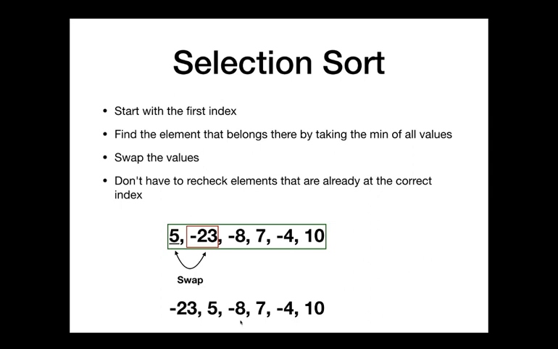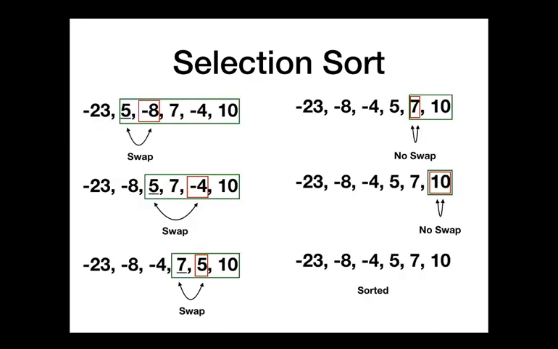Does 5 come before -8? No. Does -8 come before 5? Yes. Does -8 come before 7? Yes. -4, 10, yes, yes, yes. So -8 must be the next value. I swap 5 and -8 and repeat. So we go through the entire list doing this, finding the value that comes first according to the comparator I'm given, in this case just the default less than, and do that for every single index.